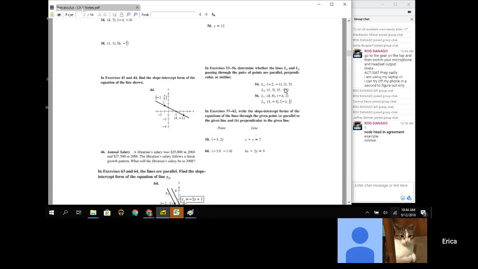You can also graph these. You can always graph them to make sure that you're on the right track, right? It's always a good kind of second look.